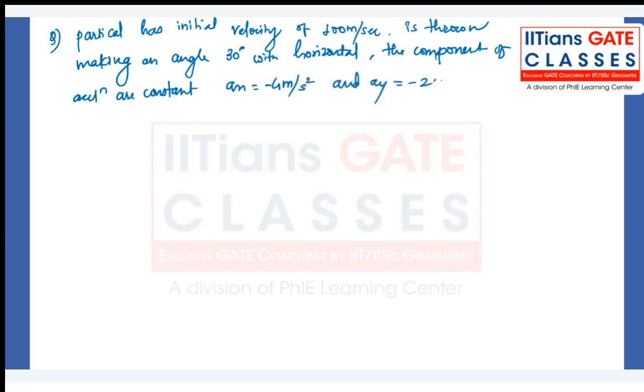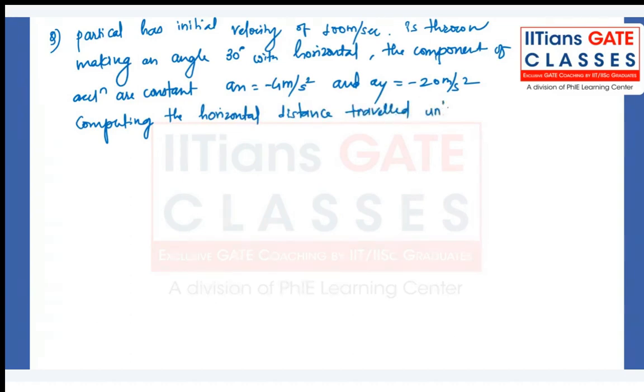Okay, try to understand here. Here they have given Ax also. Computing the horizontal distance traveled until the particle reaches 60 meter below its original elevation.